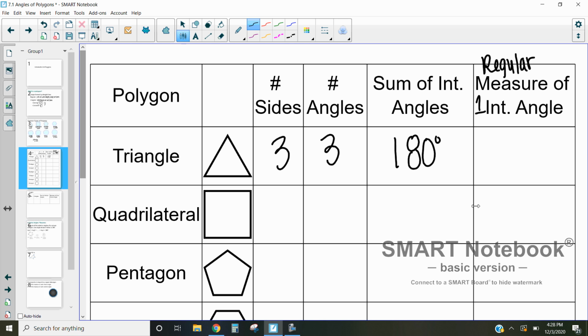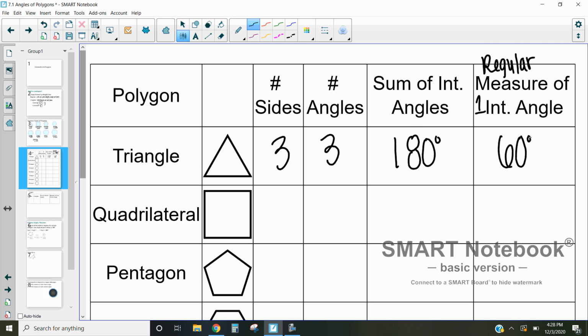This last column that I'm going to fill out is the measurement of one interior angle of a regular triangle, or a regular 3-sided polygon. In this case, that's going to be 60 degrees. The reason why is when it's regular, that means all the sides and all the angles are the same. So if all of our interior angles are the same, each of them is 60 degrees.